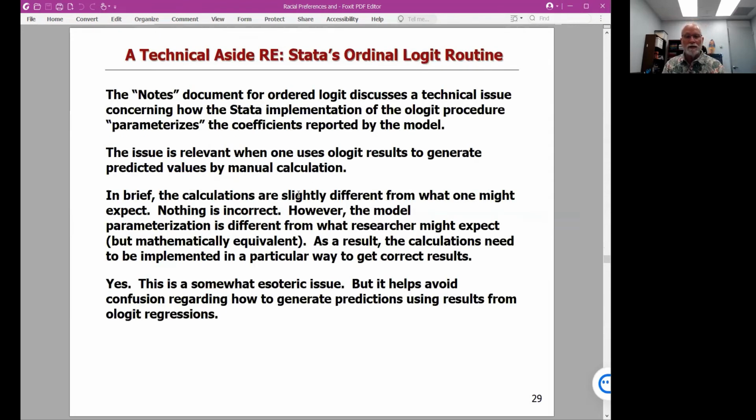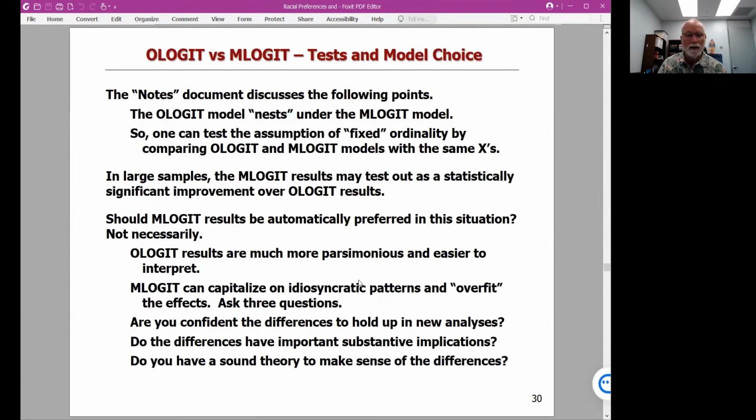What does this slide say? This is a technical issue which I'm going to gloss over right now in the interest of time, and it's treated more carefully in the notes document anyway. Okay, what I was just discussing does relate to this slide.